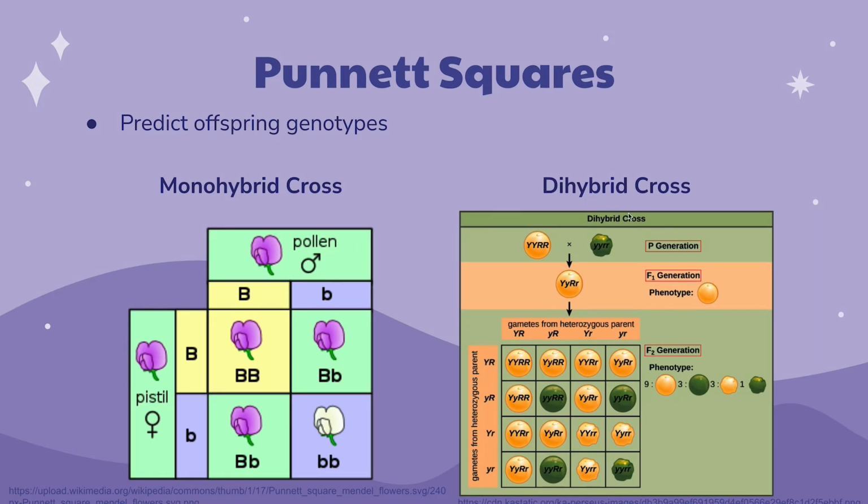And the same for the dihybrid cross. It's where you cross organisms that are heterozygous for two genes. But it's also loosely used to refer to when you're just looking at two genes.